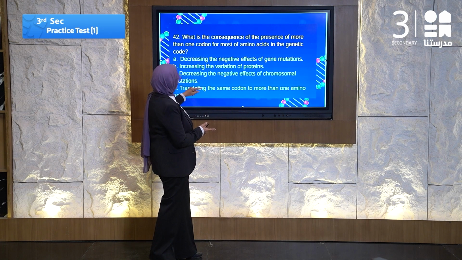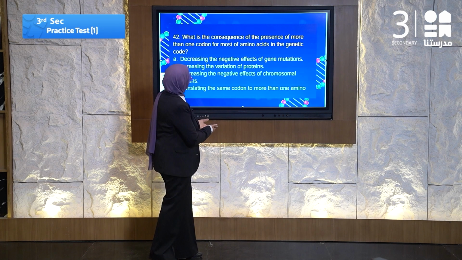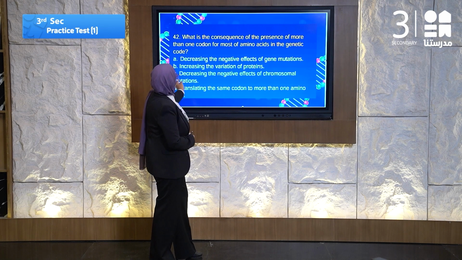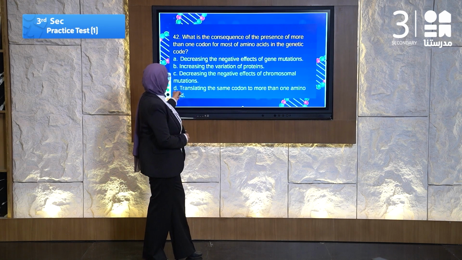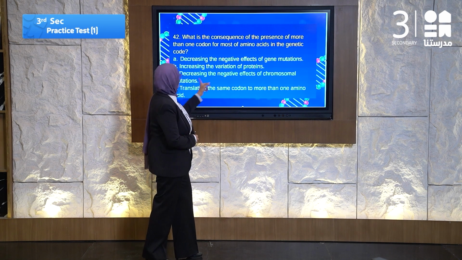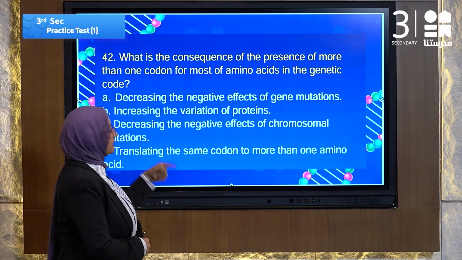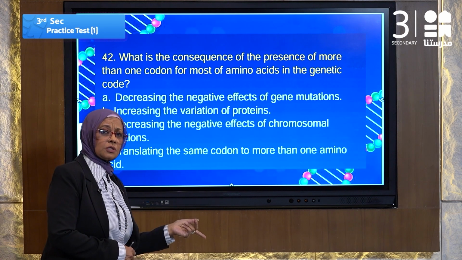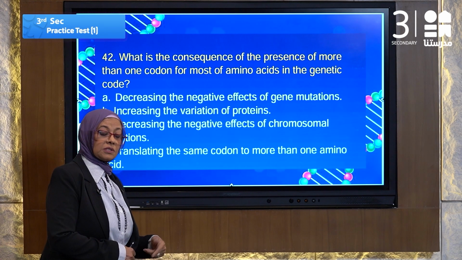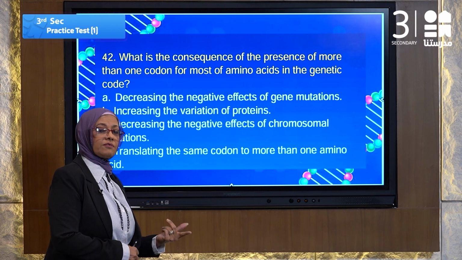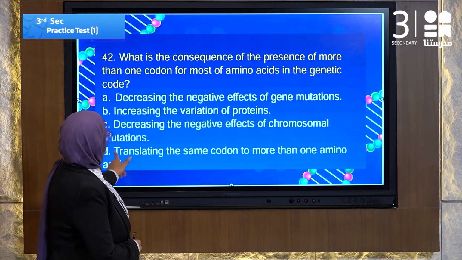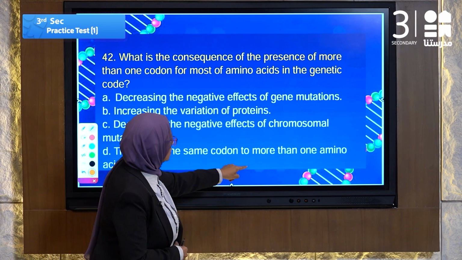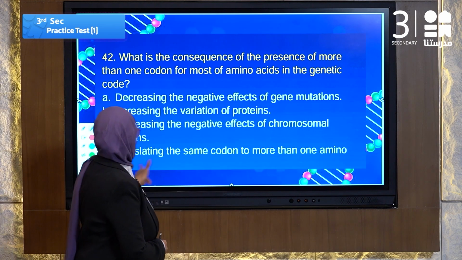Variation of protein. Difference of protein. Okay, C, decreasing the negative effect of chromosomal mutation. Negative effect is all the mutation has a negative effect. Some mutation has a positive effect and they give many benefit. Translating the same codon to form more than one amino acid.